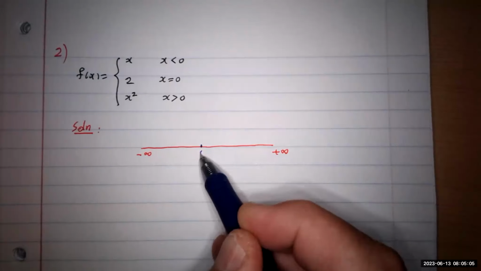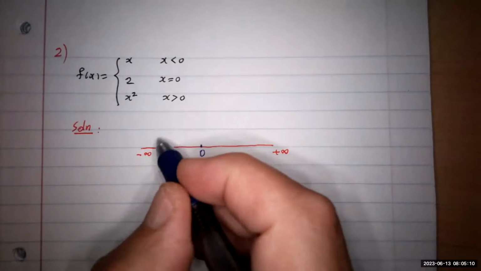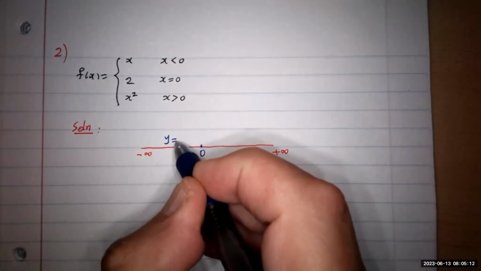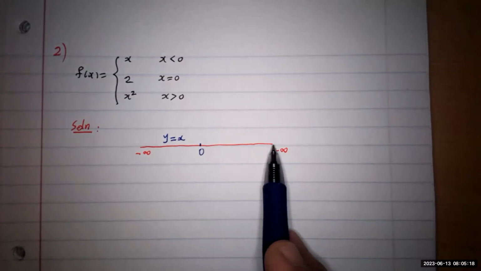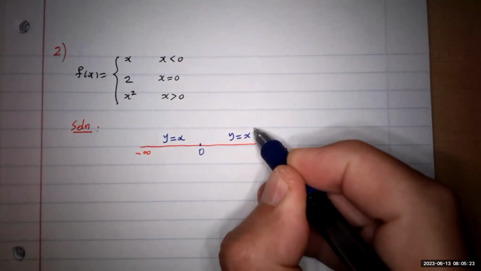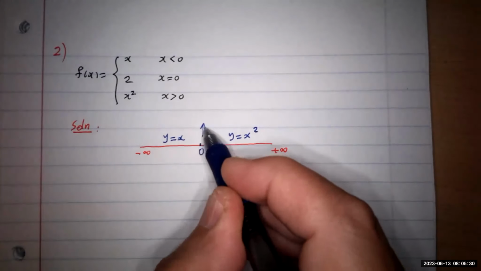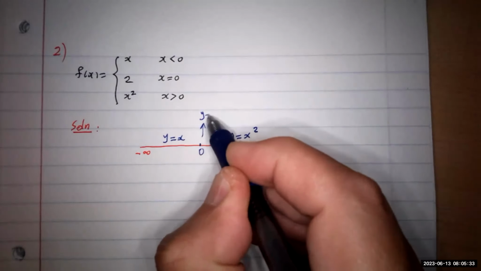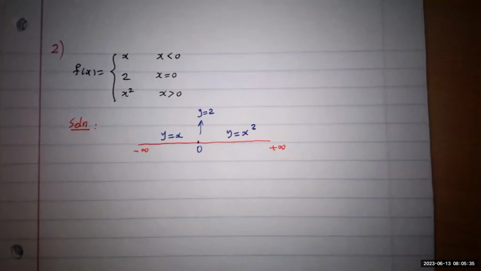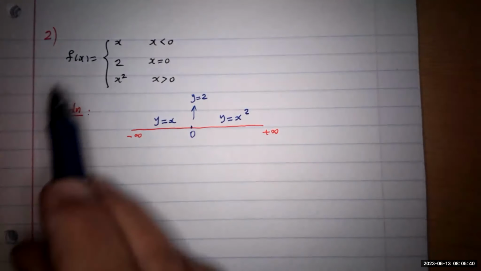In this portion, if x is less than 0, the function is just y equal to x, a straight line. And when x is bigger than 0, the function is a curve. It's going to be x squared, kind of a parabola. But at x equal to 0, the function is equal to 2, so you have simply y equal to 2. So you have three portions to consider: 1, 2, 3.